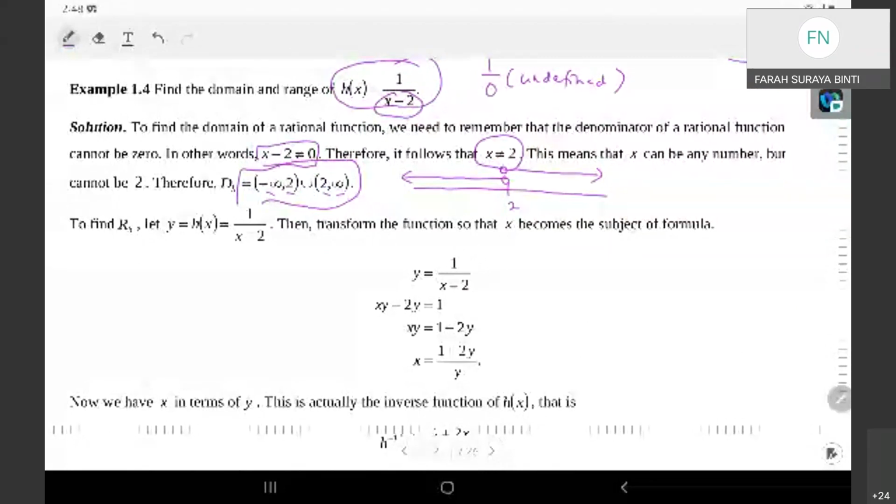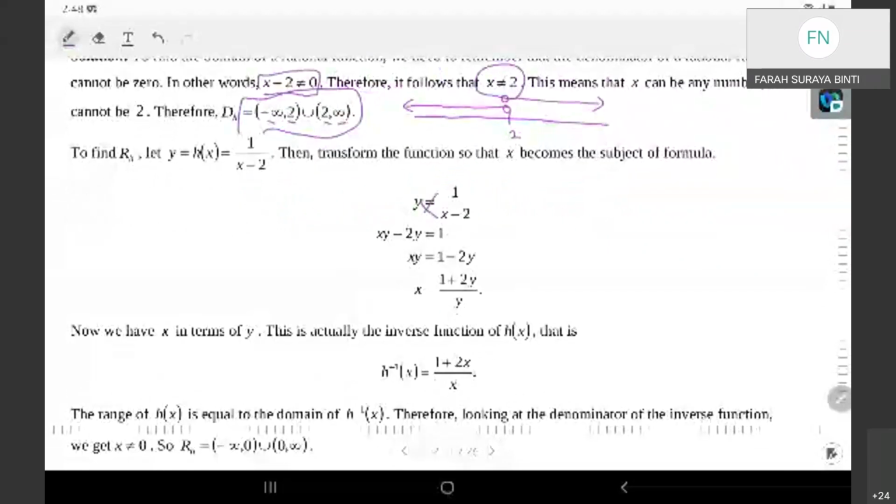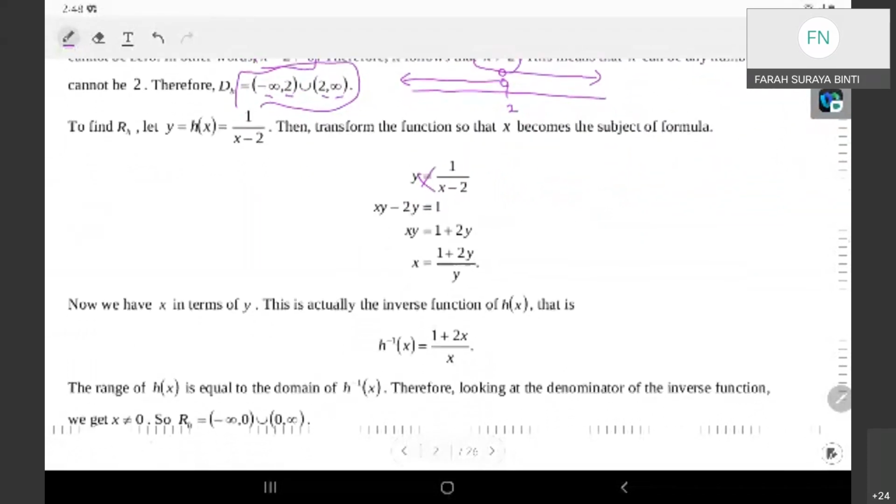So x equal what? So daripada sini kita darab silang. So jadi xy minus 2y equal to 1. And then we'll have xy equal to 1 plus 2y. And then x equal to 1 plus 2y divided by y. Okay. So ini awak dah belajar dekat sekolah dulu macam mana nak cari inverse function. Ataupun dalam pre-calculus pun dah ada belajar hari tu kan, nak cari inverse function. So this is the inverse function for h. So kita dapat h inverse equal to 1 plus 2x divided by x.